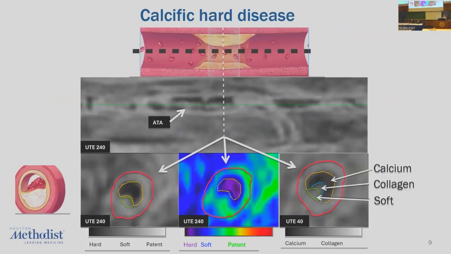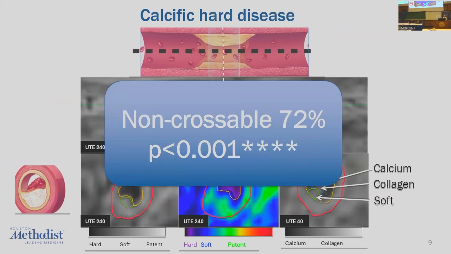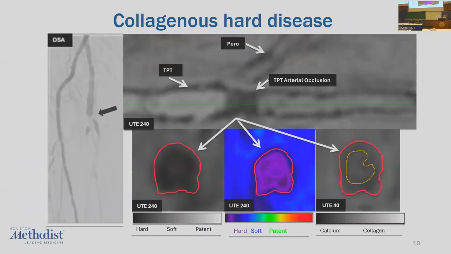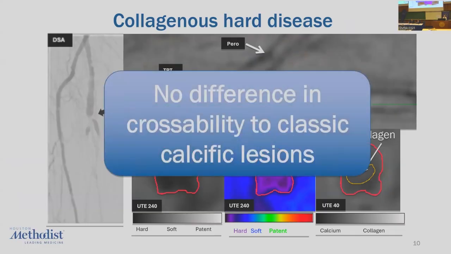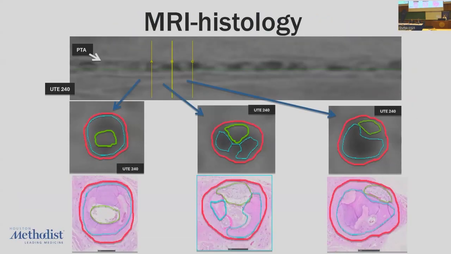Hard lesions are very dark because of rapid signal decay, and for example, calcium is completely black and is purple on our color-coded images. 72% of hard lesions were considered non-crossable during our intervention attempt. And it doesn't matter if a hard lesion consists of hard collagen or calcium, the chance to cross them remains very low. Most importantly, our MRA findings had 100% corroboration with histology analysis.